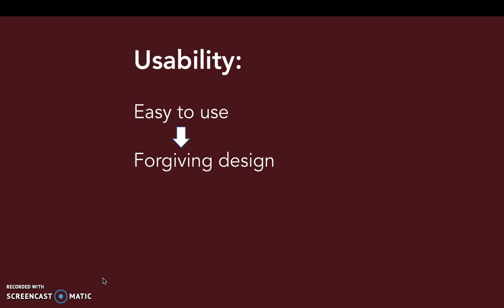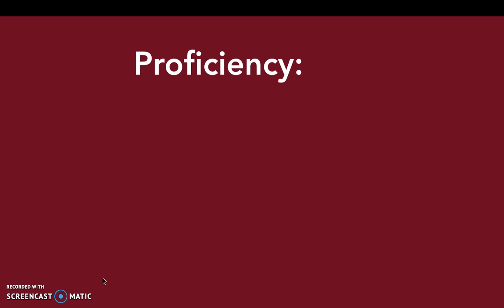Usability has a forgiving design, so the average kind of person can use it. And usability has moderate design value. They stuck with basic conventions as far as design goes, so that the average user knows how to use it.